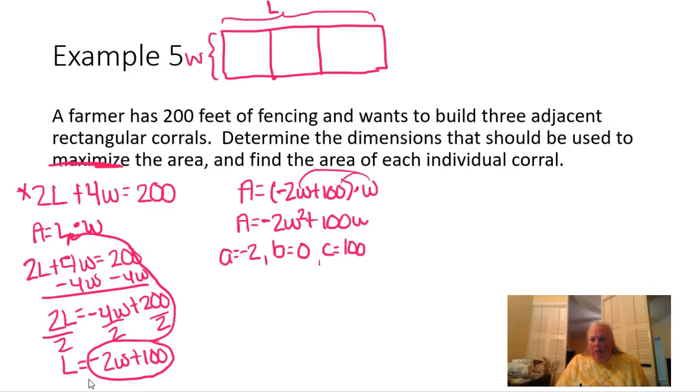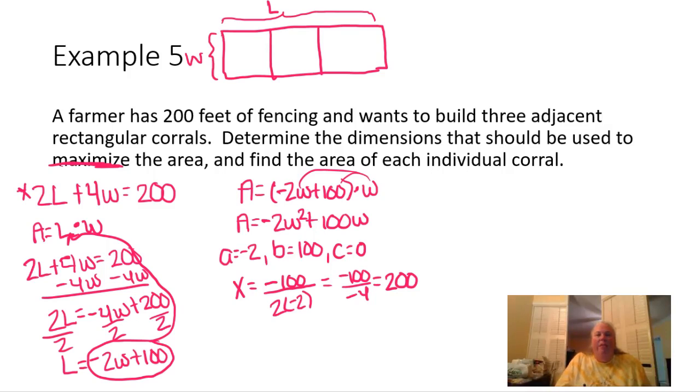Wait, let's try this again. When we distribute that w in there, 100 times w is going to give me 100w. So B is going to be 100. C is going to be equal to 0 because there's no constant term back here. Okay, let's see. So the x-coordinate of the vertex is going to be -100 divided by 2 times -2. So this is going to be -100 divided by -4, which is going to give me 25. And I probably should have put a w here instead of an x.